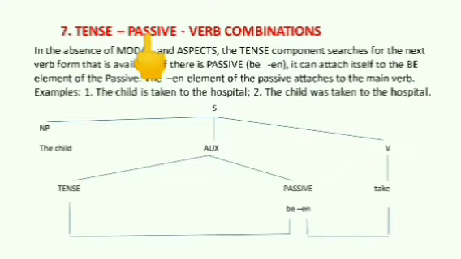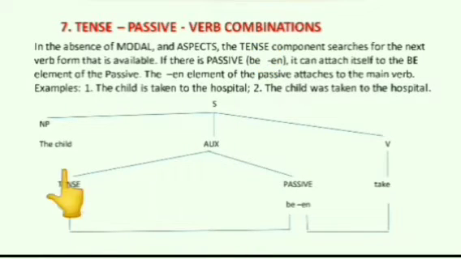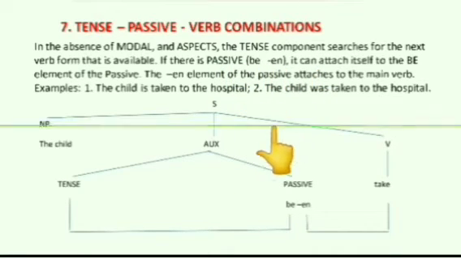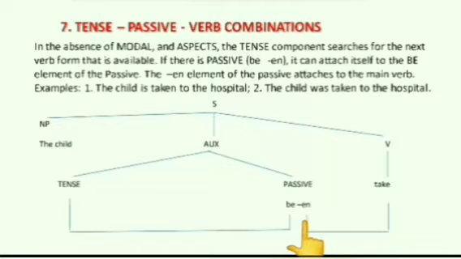Tense, passive verb combinations. In the absence of modal and aspects, the tense component searches for the next verb form that is available. If there is passive, that is be and en, it can attach itself to the be element of the passive. The en element of the passive attaches to the main verb. Examples: the child is taken to the hospital. The child was taken to the hospital.